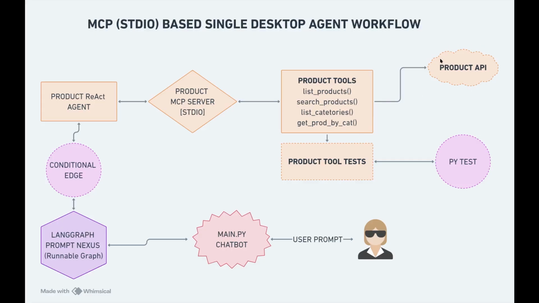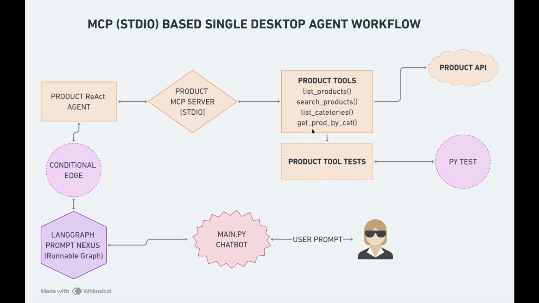Based on this product API, we create list products, search products, list categories, get product by categories. All these functions will be our tools, but at this point they remain only functions. And then based on these, we create test functions and use PyTest to test them all. Basically automate the testing process.